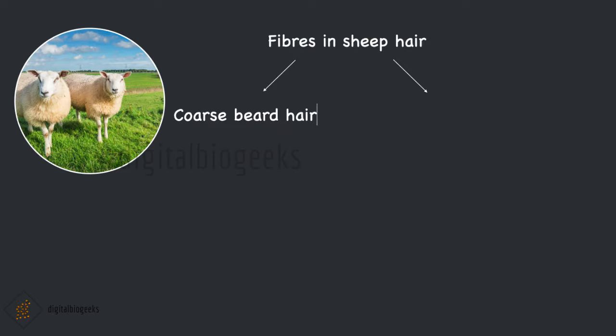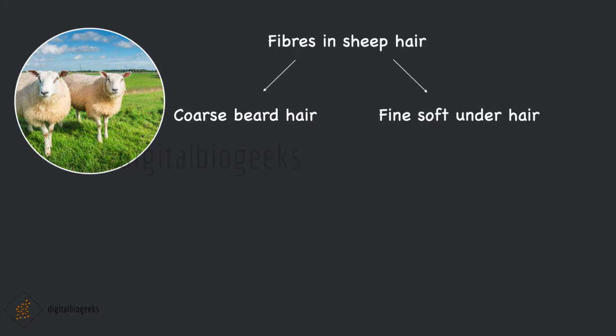The hairy skin of sheep has two types of fibers. One is the coarse beard hair. This hair is long and rough. The next one is the fine, soft under hair which is close to the skin. This fine under hair provides the fibers for the production of wool.